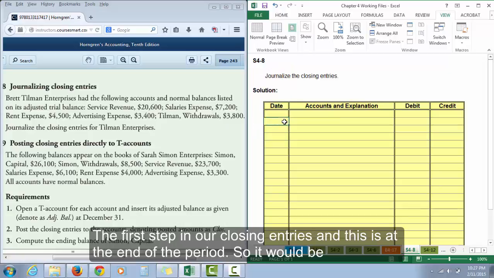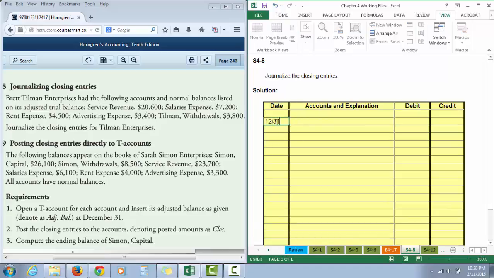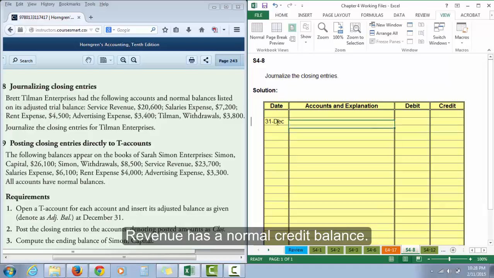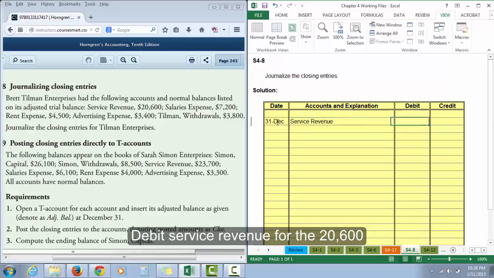So the first step in our closing entries, and this is at the end of the period, so it would be like December 31st if it was actual year end. So December 31st, we're going to close out revenue. Revenue has a normal credit balance, so to get rid of service revenue, we have to debit it. We debit service revenue for the $20,600, and that's going to make that account balance zero.